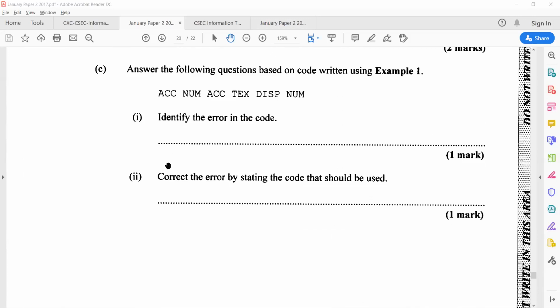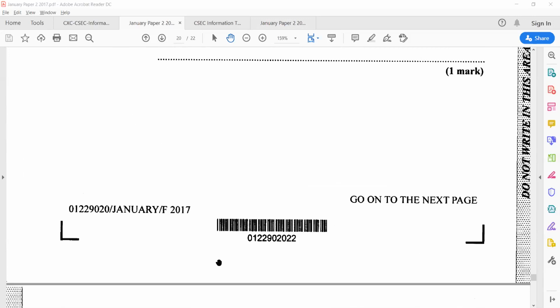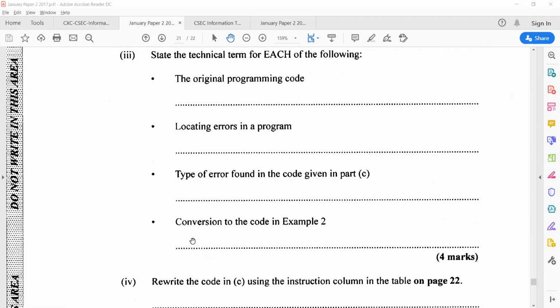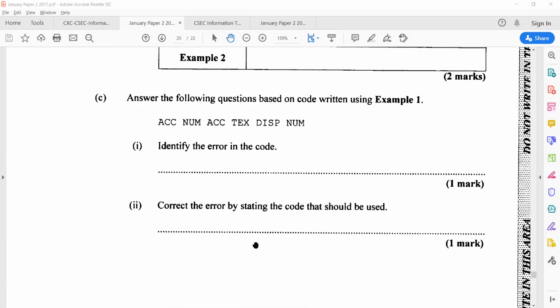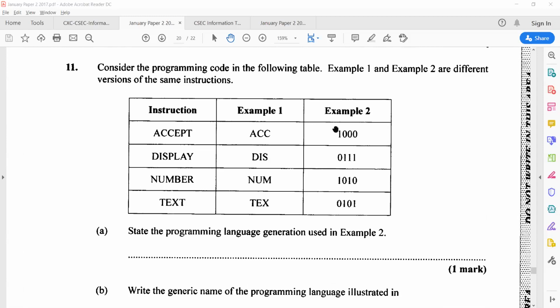Very good, yes. Syntax error, right? Somebody messaged that in. Okay, what's the technical term for the conversion of the code in example 2? Right, so example 2, you're going to convert code into these binary digits. And what you call that is compiling, right? When you compile, that's what you do. You convert your source code into what they call the machine language code there.